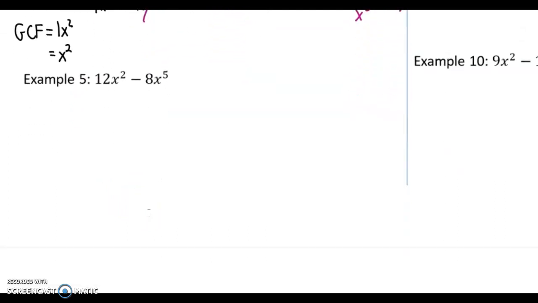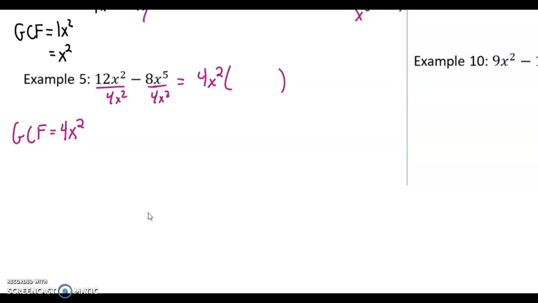Okay, what would be the GCF in example 5? All right, the GCF between 12 and 8 would be 4. And then you pick your lowest power. So between x squared and x to the 5th, the lowest one is x squared. So we're going to write 4x squared out to the side. So if you factor out 4x squared, what is left in this parentheses right here?